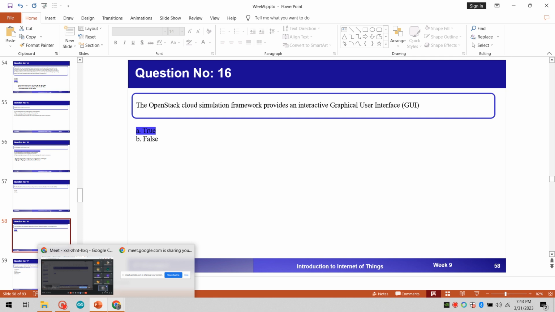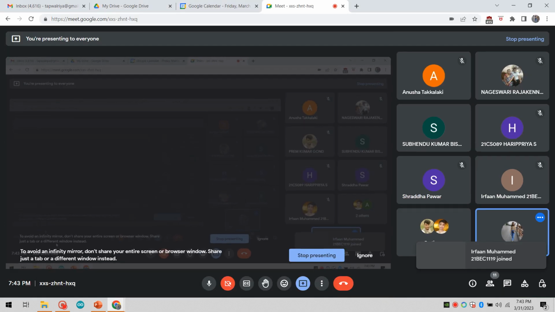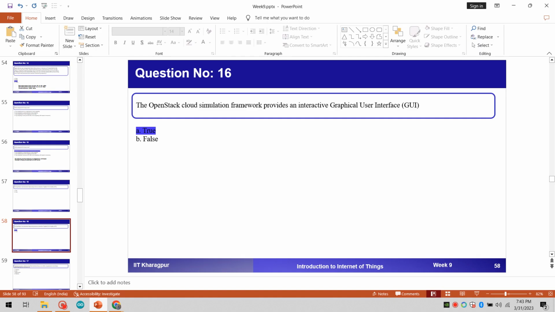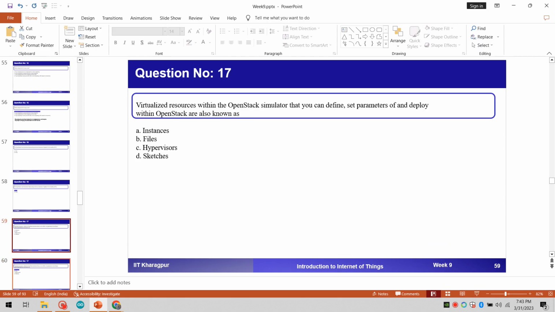So what's your question? I'm not getting your question. See, the different components are Neutron, Glance, Swift, Cinder, Horizon, Keystone, and Nova. So plasma is not a component of your OpenStack. Yes ma'am, plasma is not a component of OpenStack. This question came in assignment 8. Okay. This question is repeated in your presentation.